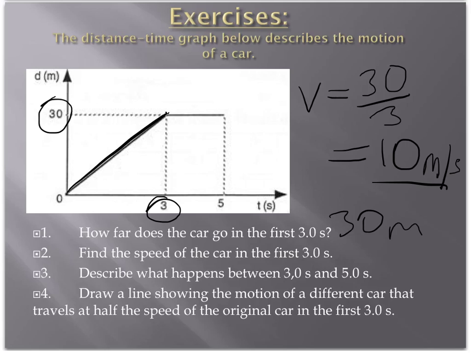Number 3, describe what happens between 3 and 5 seconds. Well, you can see it's a flat line there, which means, of course, the car is not moving. Speed is 0. Number 4, draw a line showing the motion of a different car travelling at half the speed of the original car in the first 3 seconds. Well, if it's travelling half as fast, of course, it will go half as far. So we could put the number 15 on the axis and start our line and end up after 3 seconds on that 15 mark. And that would be the correct answer.